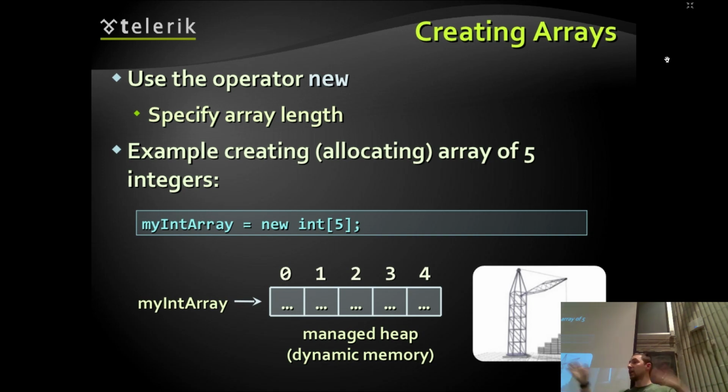References you can pass around left, right, and center because they're very tiny. They're a couple of bytes. Data, like the array, could be hundreds of bytes. We don't want to copy hundreds of bytes everywhere we go. We copy the reference. Okay?